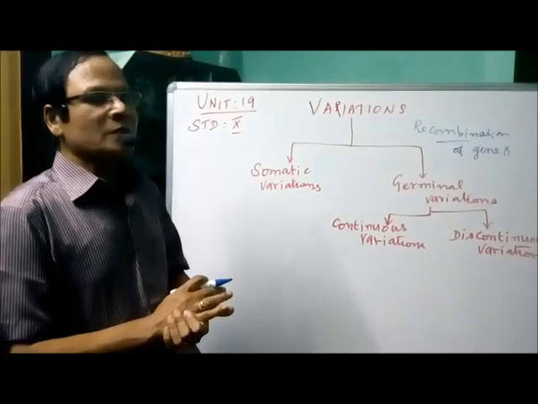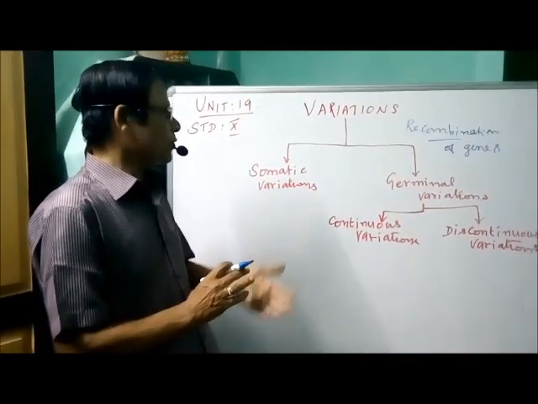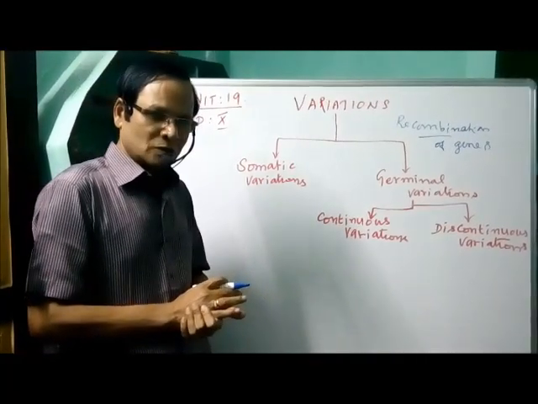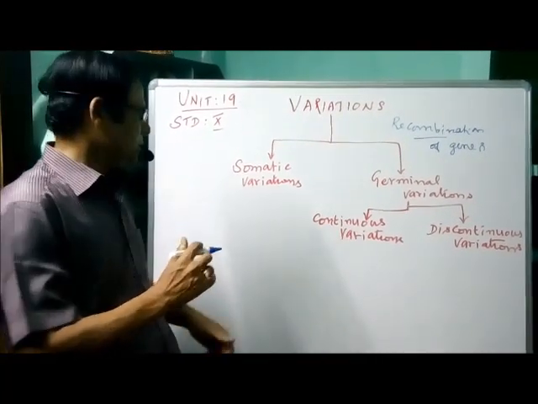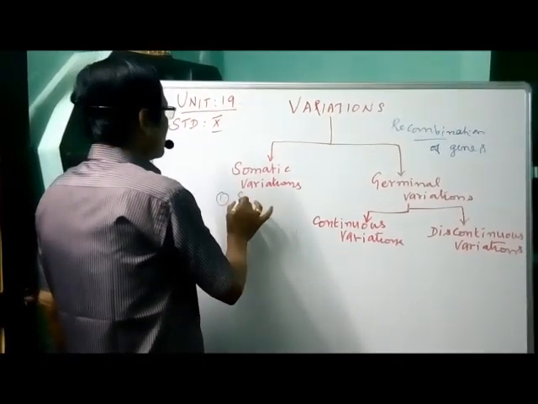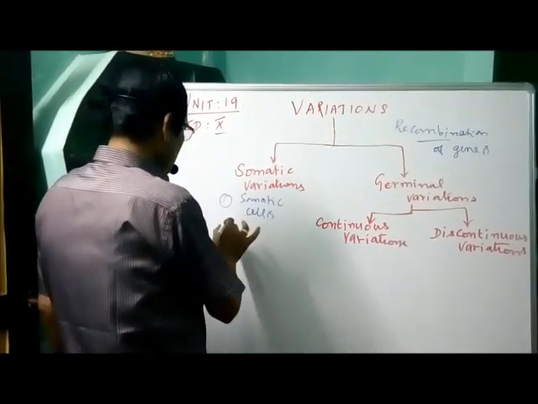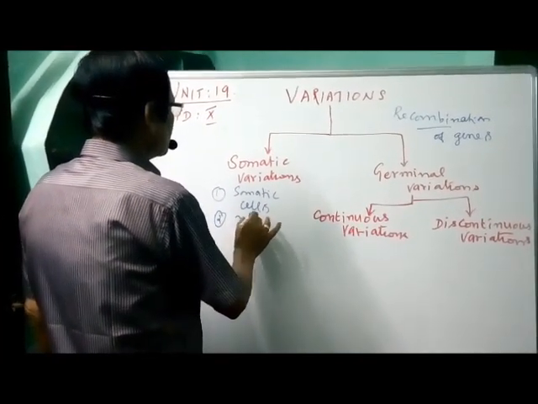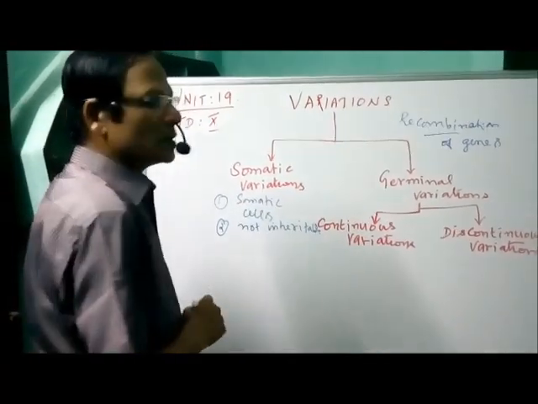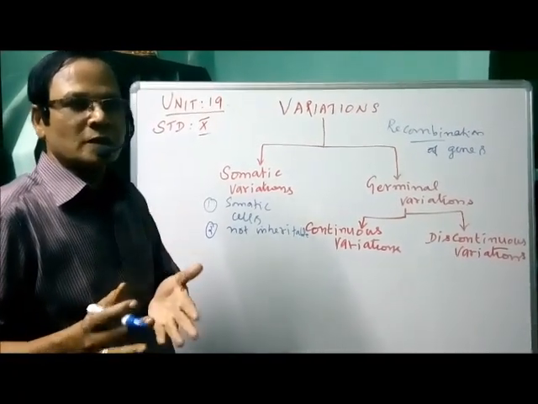Now, what are the types of variations? We have two types of variations. One, somatic variations, another one, germinal variations. What are the characteristics of somatic variations? Normally, somatic variations occur in somatic cells. And number two, they are not inheritable. That means if there is any change in the body cells, that is not being inherited.